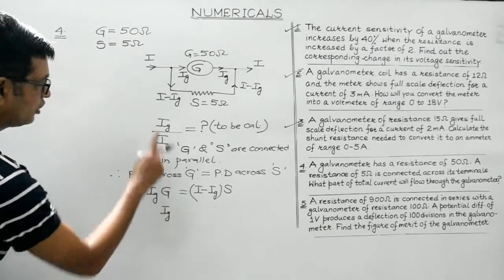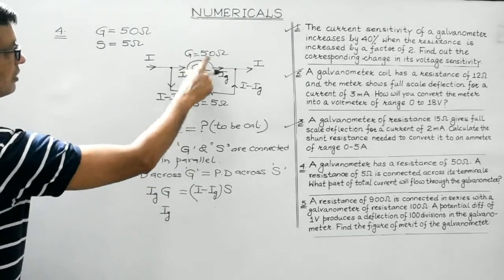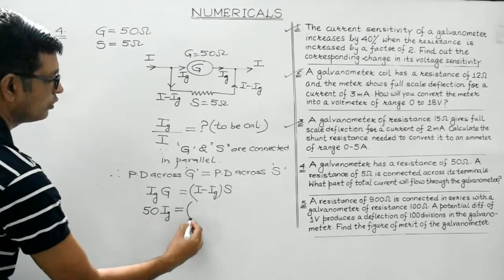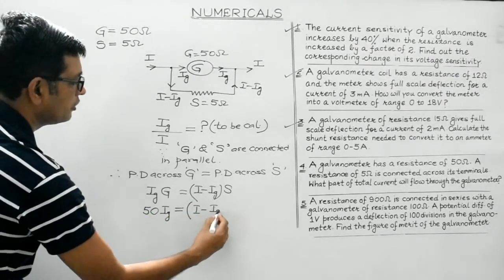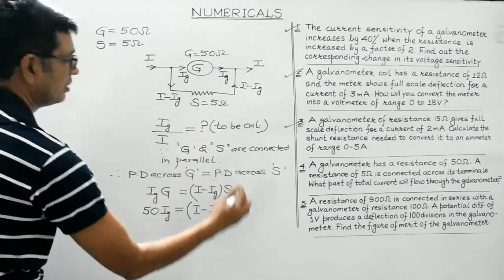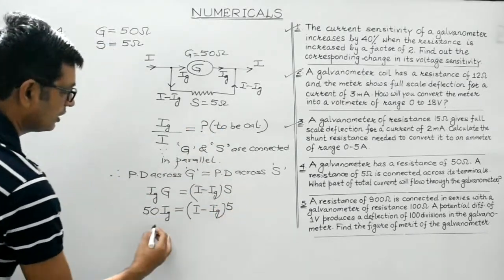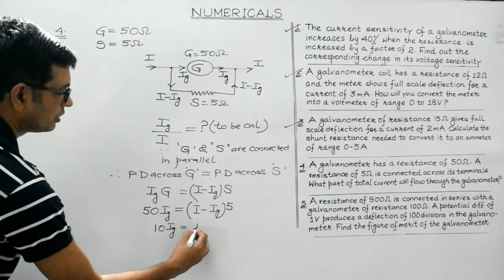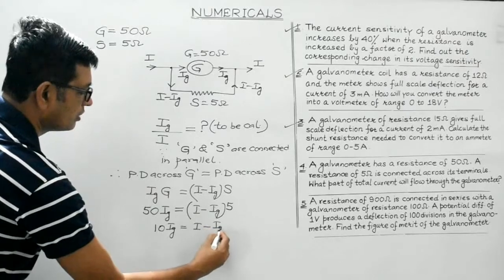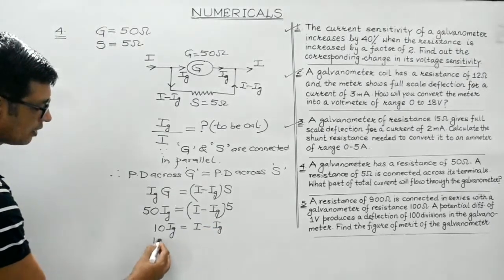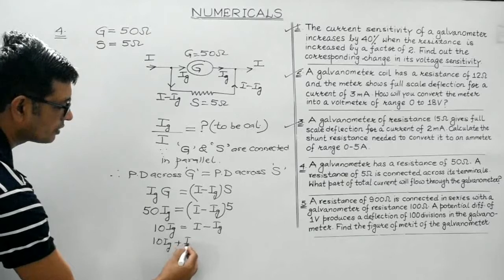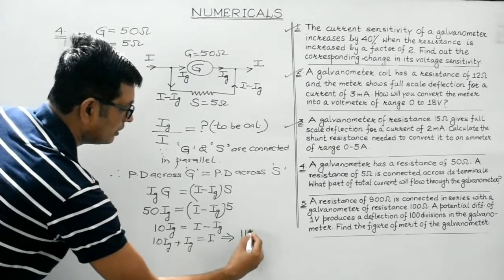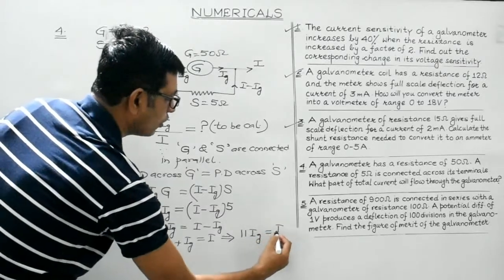Ig by I is to be found. G is 50, so it will be 50 Ig. It is equal to I minus Ig, and the value of shunt is going to be 5. So let's solve it. It will give us 10 Ig equal to I minus Ig, isn't it? So 10 Ig plus Ig is equal to I, which implies that 11 Ig is equal to I.